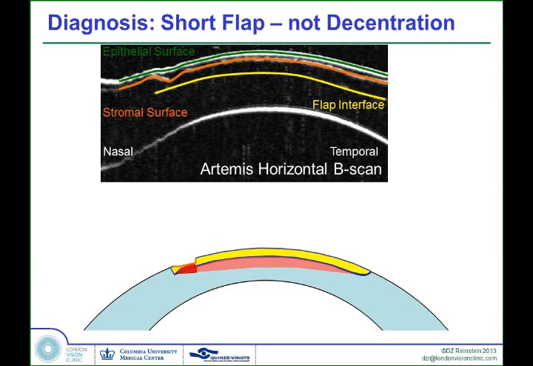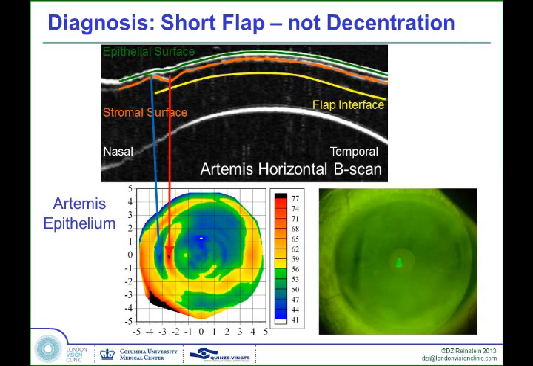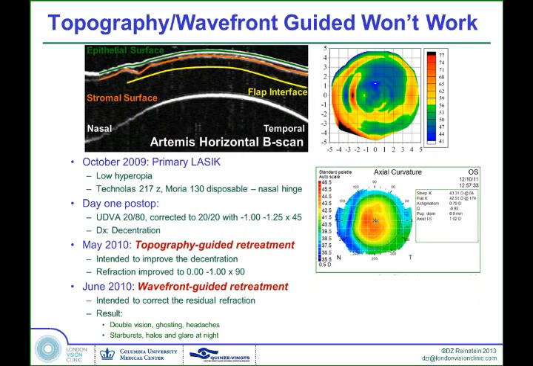But this is, of course, not visible on topography, this dimple. It's filled in by epithelium. And there it is. There's the epithelial thickening coinciding exactly with that area. And, of course, the bump, which is outside of that area. Now, you can see it on fluorescein staining. I mean, that's diagnostically kindergarten stuff, but there it is. So we knew, or at least the patient knew and the surgeon knew, that topography-guided and Wavefront-guided didn't work, and now you know why it didn't work.